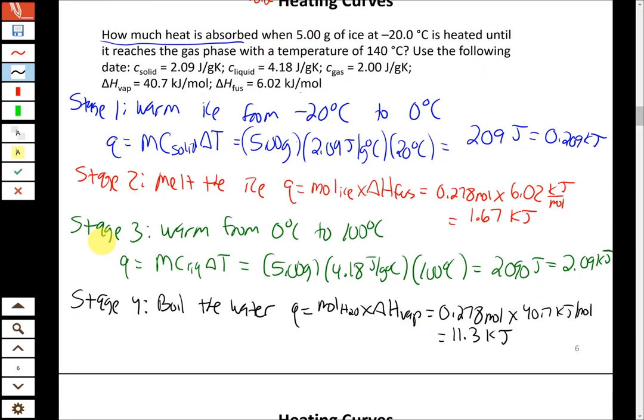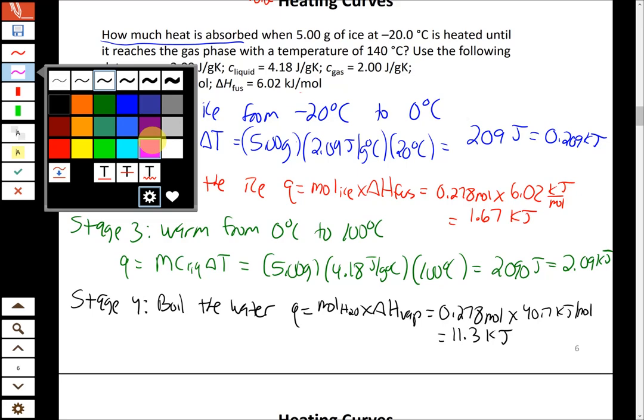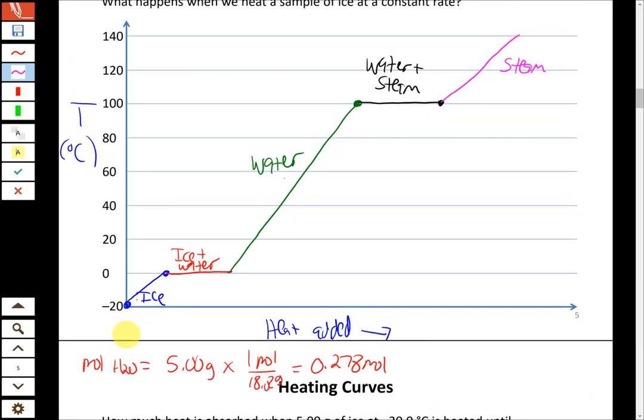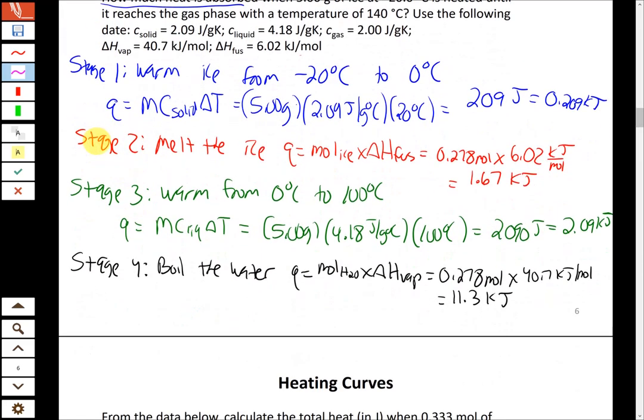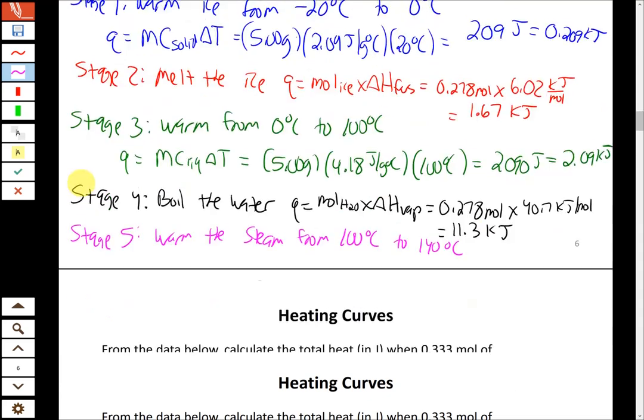And then the last stage, which I showed in magenta, is where we're heating up the gas phase of water, or the steam, up to the final temperature of 140. So again, now we're in a single phase after we've boiled it all. And so stage 5 is going to be just warming up the gas phase water from the temperature at which it was formed, which is 100 degrees Celsius, to the final temperature, which was specified here as 140 in this problem.